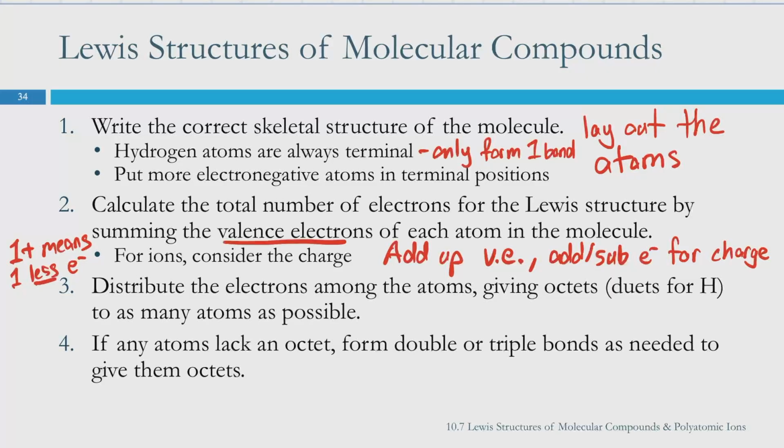If we have a 1 positive charge, that's 1 less electron, since electrons are negatively charged. And I feel like we're skipping a step here, but we're also going to distribute the electrons among the atoms, with our goal being octets.